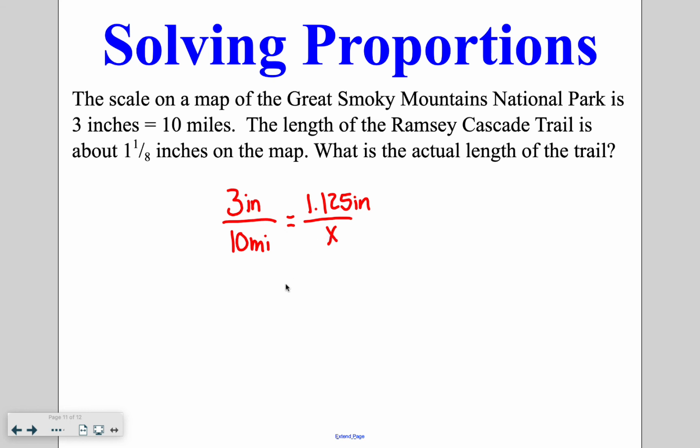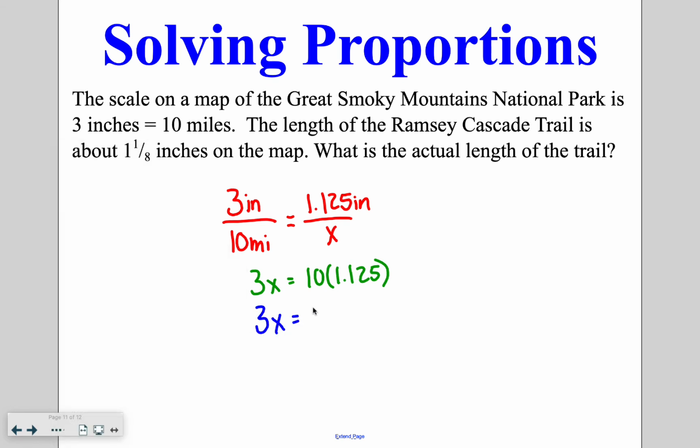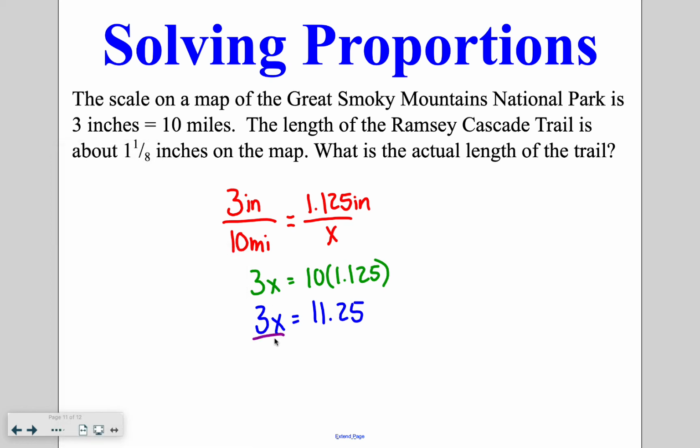So first I've got 3 times x, which is 3x. And then on the other diagonal, I have 10 times 1.125. As I simplify, that's going to give me 3x is equal to 11.25. And my final step then dividing is going to give me an answer of x is equal to 3.75 miles. Make sure, as I have said before, that if you are answering a word problem, that you are including the label as part of your answer.